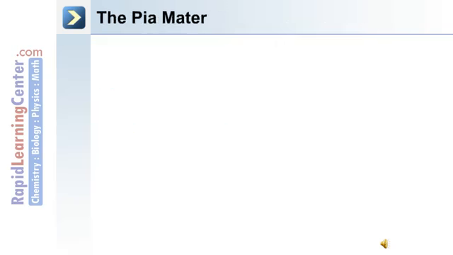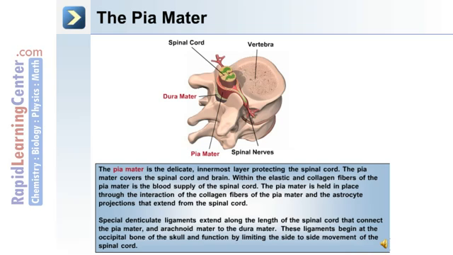The innermost layer of the meninges is the pia mater. This is a delicate layer that protects the spinal cord, and it covers the spinal cord and brain. Within the elastic and collagen fibers of the pia mater is the blood supply of the spinal cord. The pia mater is held in place through the interaction of the collagen fibers and the astrocyte projections that extend from the spinal cord itself.